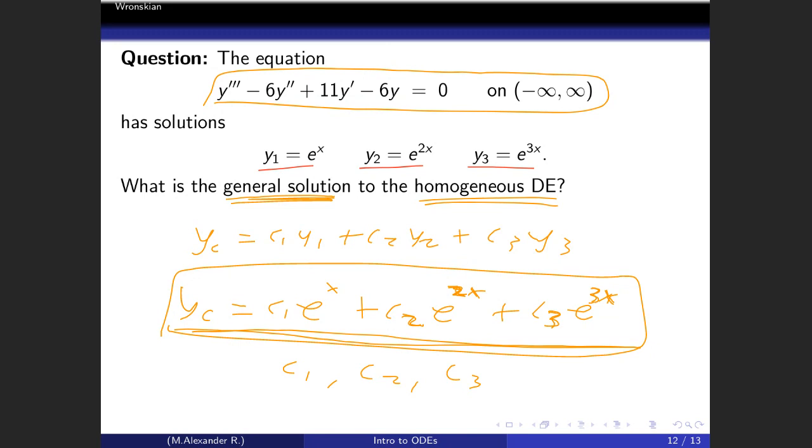And connecting back to the first topic of this section, existence and uniqueness, here I did not write down an initial condition. So we only have the differential equation, with no initial condition. Whenever you have only the differential equation, then you have what we call the general solution.